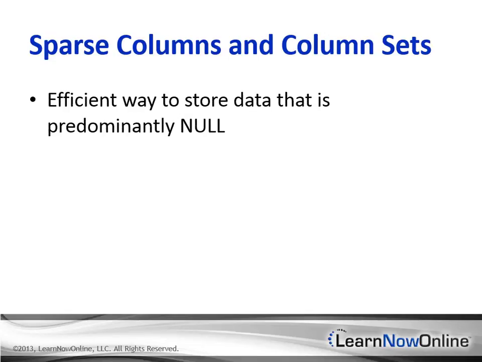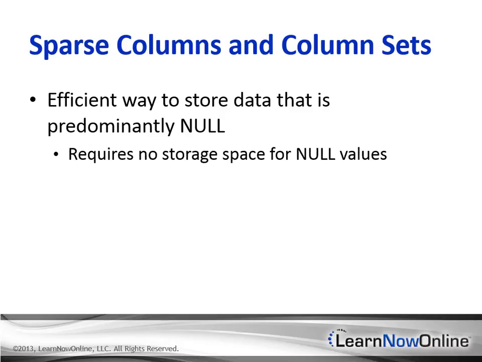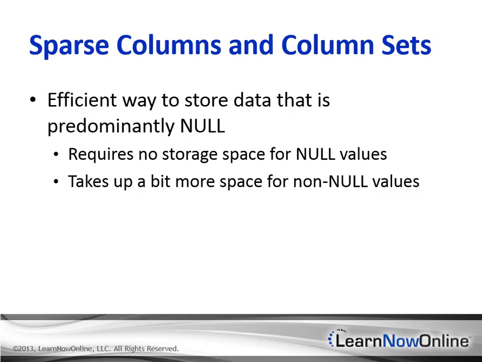Sparse columns provide an efficient way to store data that's predominantly null by requiring no disk storage space for the null values. That sounds great, but it does involve a cost. In a field marked as sparse, the non-null data takes up a bit more storage space than if the field weren't sparse. And it amounts to either 2 or 4 additional bytes, depending upon the data type of the field.